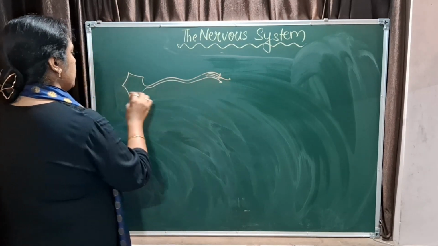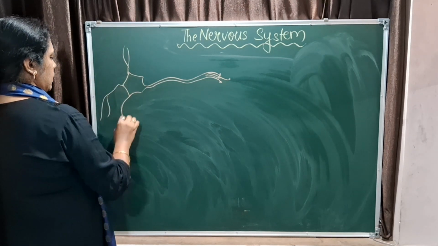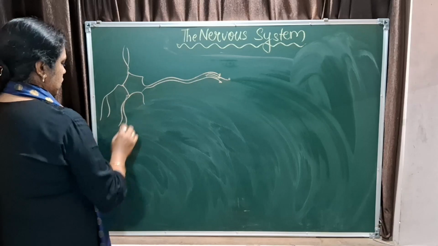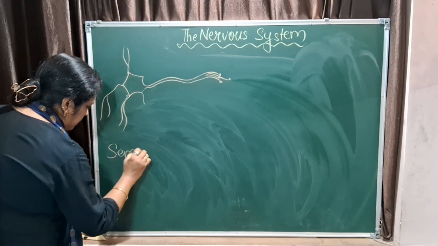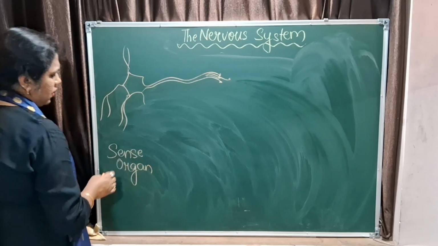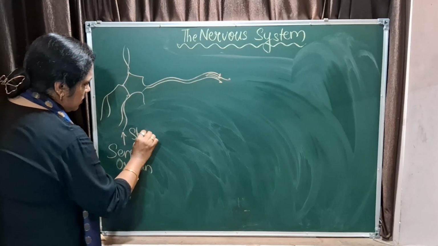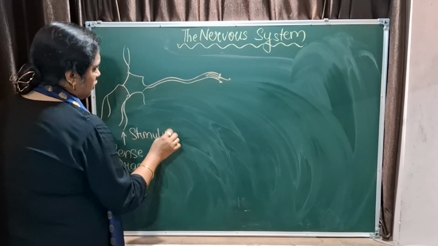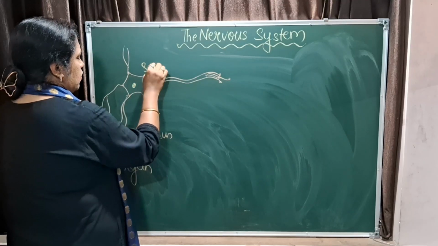I will introduce one more term here. Right, so here you have the sense organ: your skin, your eye, your ear, your tongue, anything. So the sense organ sends stimulus to the sensory neuron.